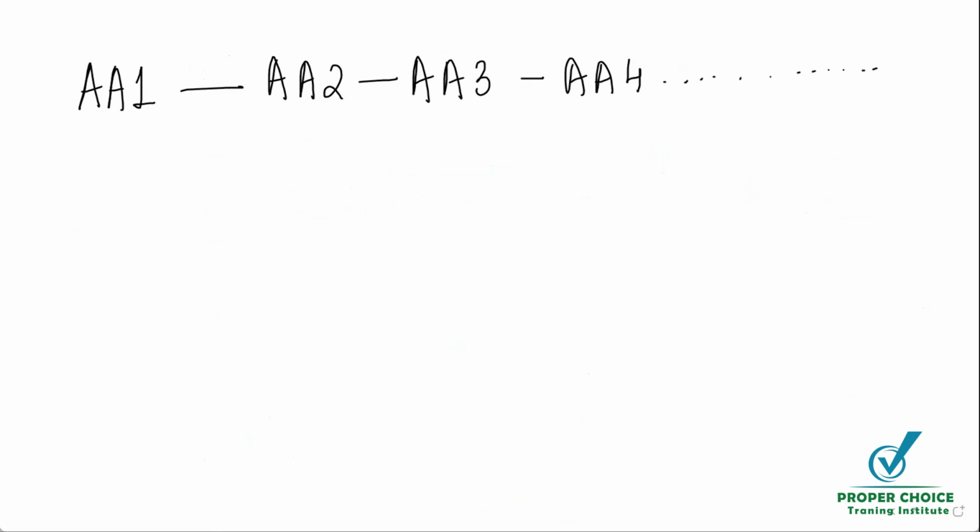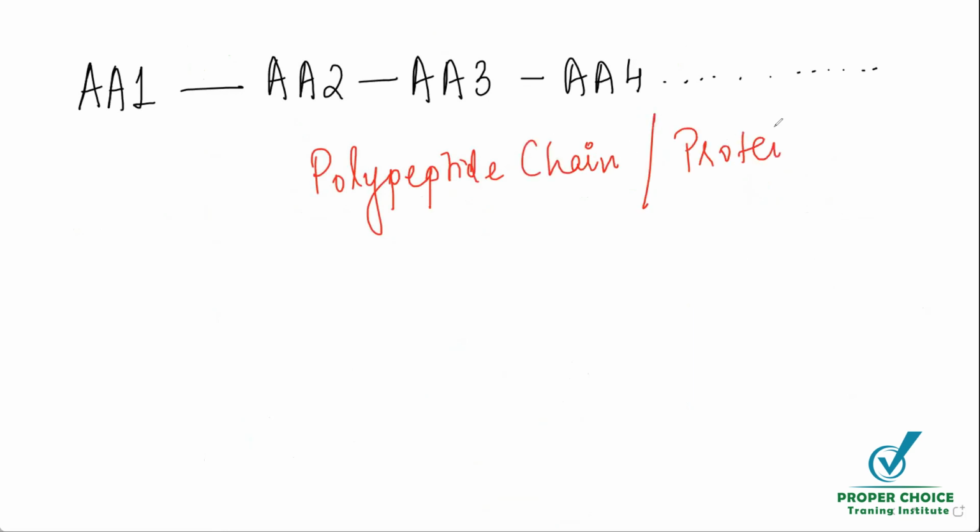Okay, so this is a peptide bond, and basically these combinations make up a polypeptide chain like this. Like this, and this will be a polypeptide chain, or a protein chain also it can be called. Is this part clear to you guys? This much?